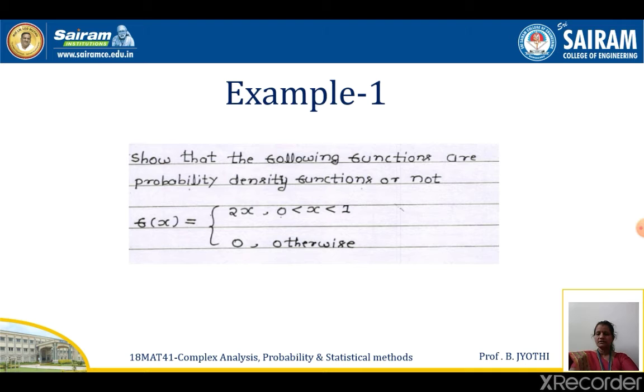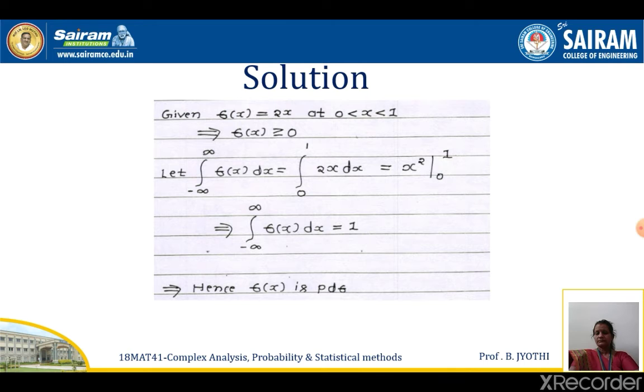Example: show that the following functions are probability density functions. f of x is 2x when x is in the open interval 0 to 1, 0 otherwise. Given f of x is 2x for 0 less than x less than 1, which implies it will be 0 when x is outside this interval.